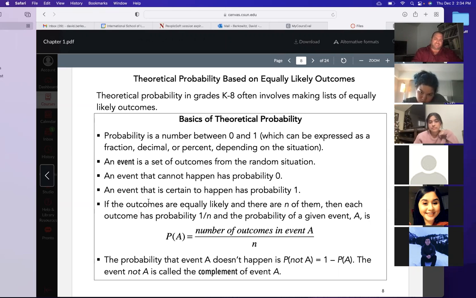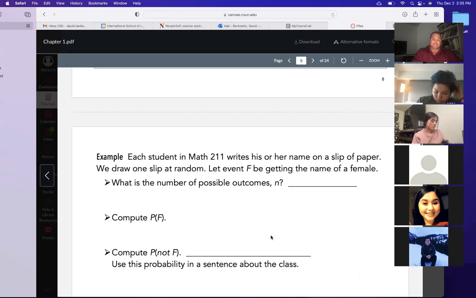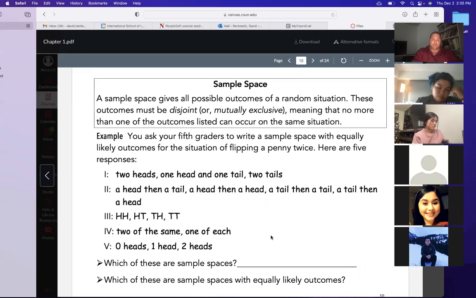And in the scenario when they are equally likely, we even have a formula. The number of ways it can happen, divided by the total number of outcomes. This is the probability of an event, A. And we also have the last part, which is the likelihood that an event does not happen is 1 minus the probability that it does happen, because those two things have to add to 1. It's just merely a rearrangement of that. So these are, I believe, everything in chapter 1.